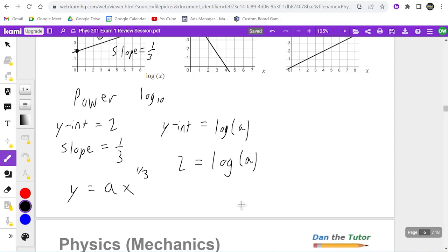Does anyone know how to solve this? How to get rid of a log in math? You can't take the log of both sides because then the logs don't cancel. You have 2 logs now on the right. We don't want that. What we're going to do is the opposite of a logarithm. Yes, 10 raised to that power. So that means a equals 10 squared, which is 100. So the answer is 100x to the 1/3 power.